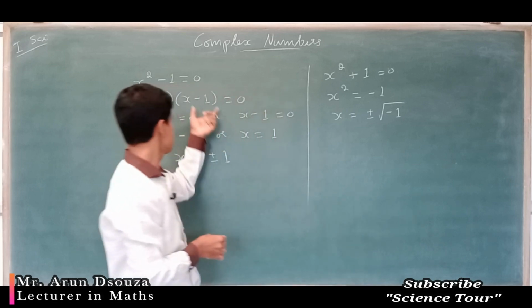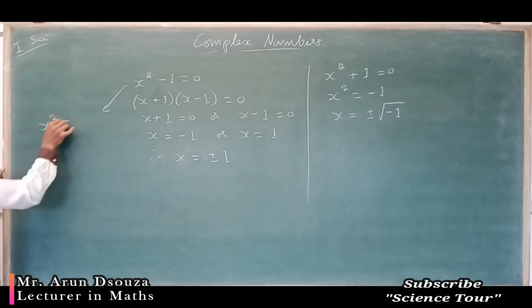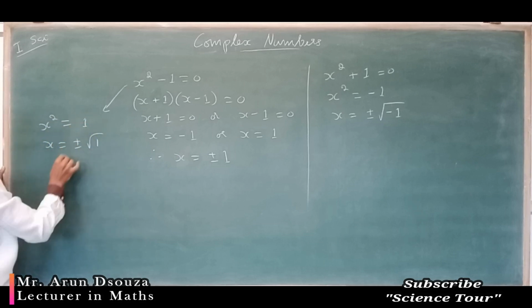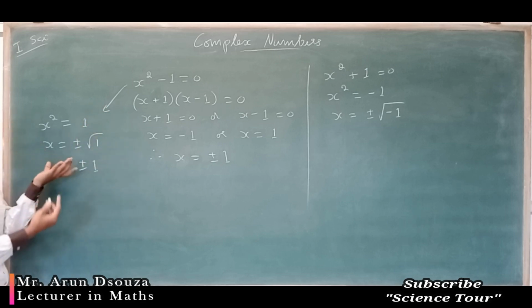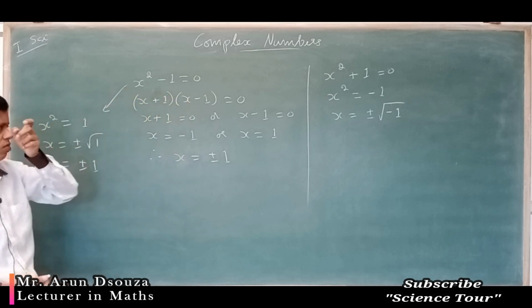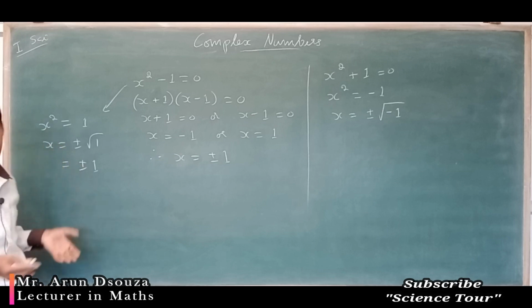You could do that here as well. See, I could do this as x square is equal to 1, therefore x is equal to plus or minus square root of 1, therefore it is plus or minus 1. So this way also I could solve it. This is a better understanding. This is the simpler, the easiest way of solving it.